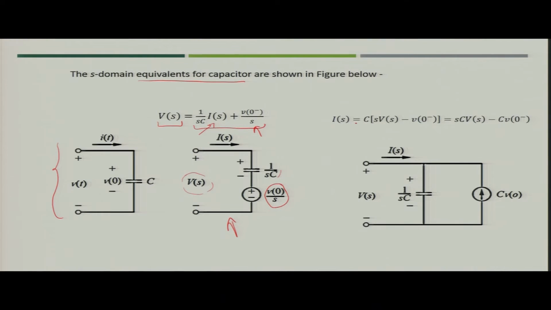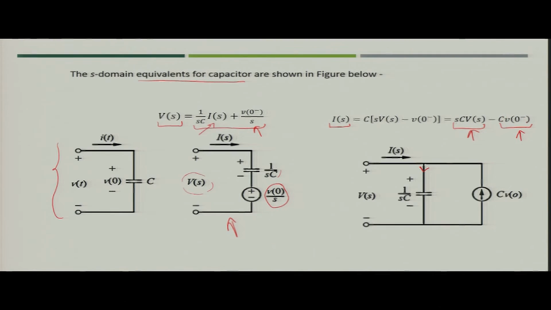Next, you can also represent the current I(s) in terms of these two terms. When you see these two terms, these are nothing but current terms, because I(s) is the current. So, I(s) is divided into two parts. When we represent it in the circuit, the first term has the value 1 upon sC, and when you divide V(s) by 1 upon sC, you get sC into V(s), which is nothing but the current flowing through this leg of the circuit.